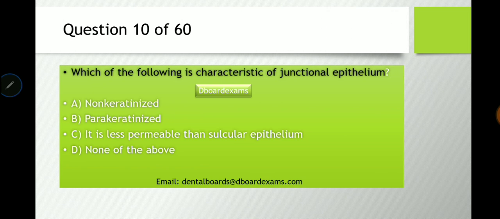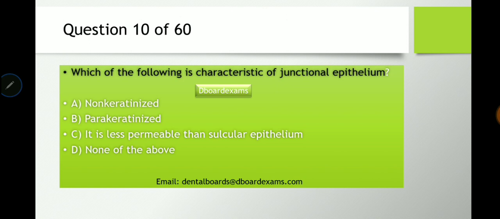So question 10, which of the following is characteristic of junctional epithelium? So we've read some of junctional epithelium already, but as I just mentioned, repetition is emphasizing an important point. It helps you remember also. So which one is the characteristic of junctional epithelium? Is it non-keratinized? Is it parakeratinized? Is it less permeable than the circular epithelium? Or none of the above are correct?